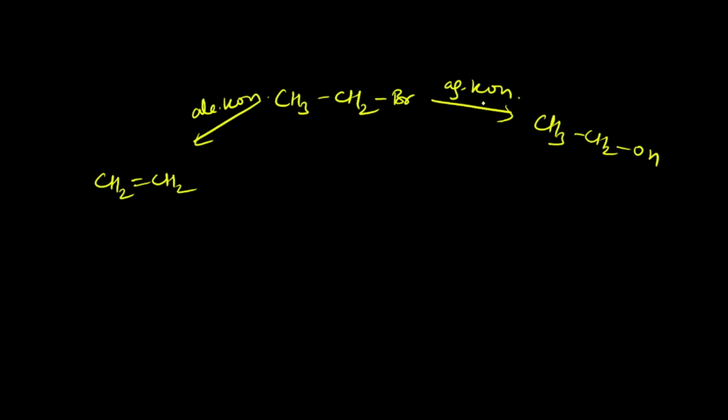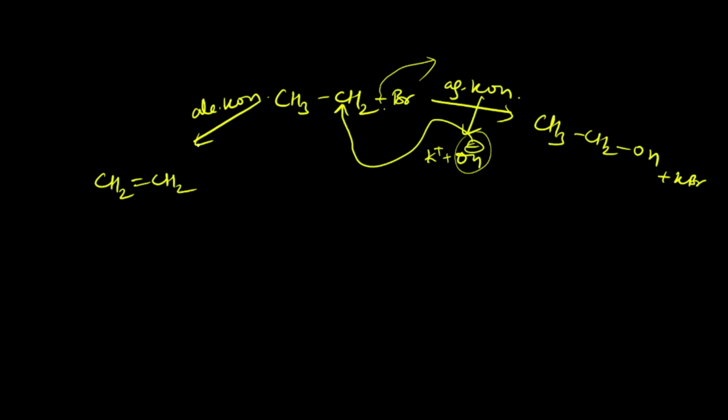In aqueous KOH, the reagent which is attacking over here will be OH minus, because when KOH dissolves in water, it gives K plus and OH minus. This OH minus follows the SN2 mechanism. As soon as it attacks over here, the bromine goes out, and with K it will be KBr.